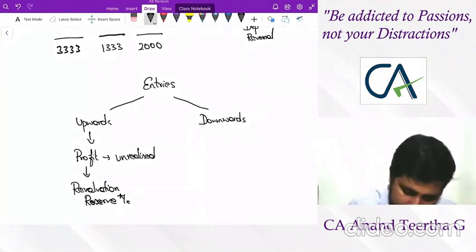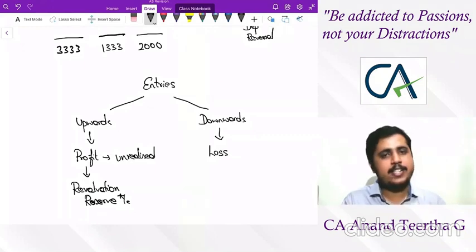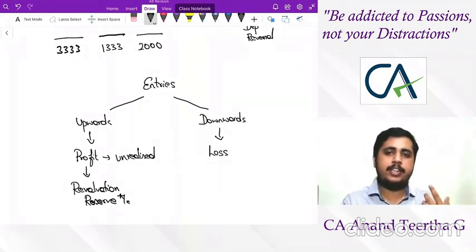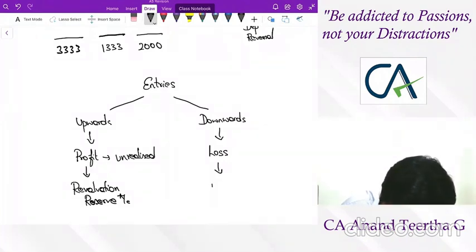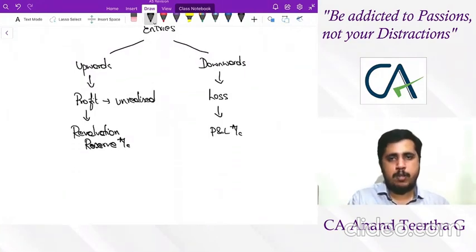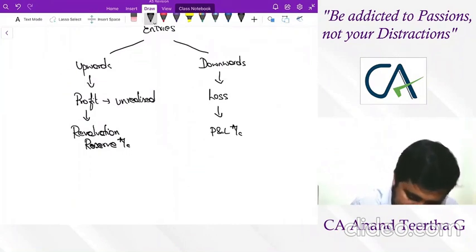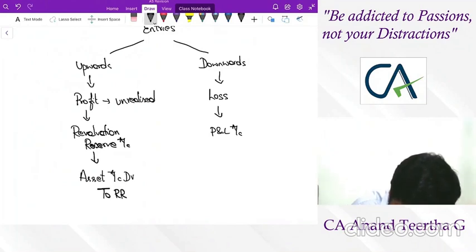Then if it is downwards, it leads to loss. Whether it is realized loss, unrealized loss, whether it is capital loss, revenue loss, it doesn't matter. It will be transferred to P&L account. Okay, so because of this, what entry happened then? In the upward case, the entry will be asset account debit to RR account. In the downward case, the entry will be P&L account debit to asset account.